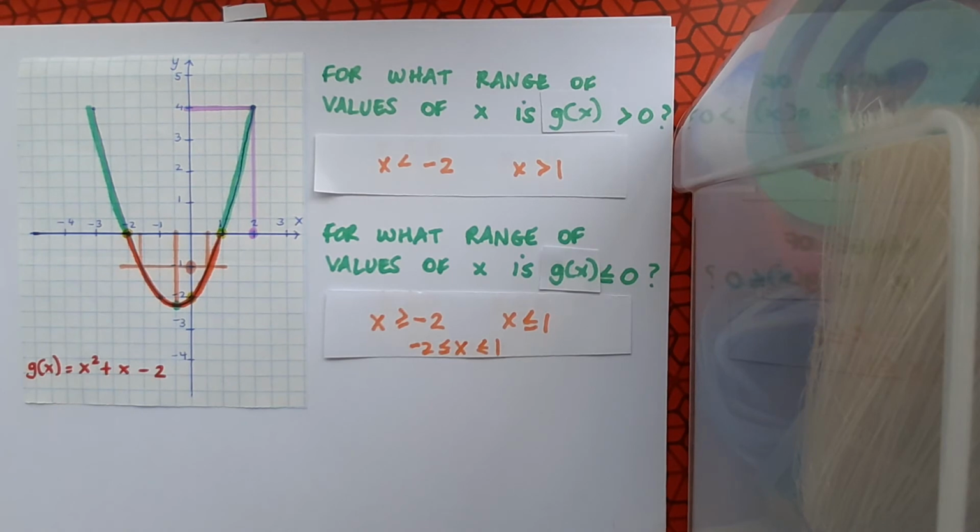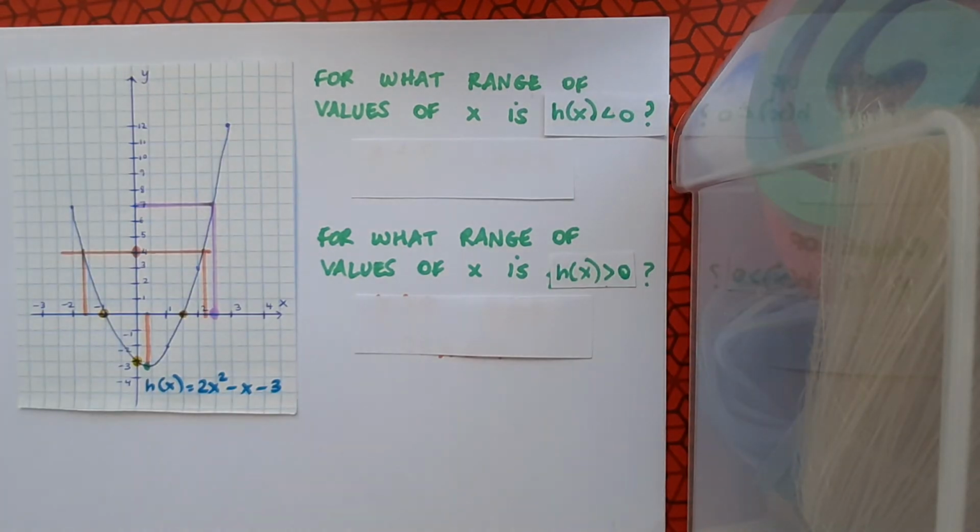Okay, so here we have h of x. Now I've changed the question slightly. So I want to know for what range of values of x is h of x less than 0? And then for what range of values of x is h of x greater than 0? So let's start with h of x being less than 0. What does this mean again? This means I'm looking below the x-axis, so less than 0, below the x-axis. So I'm going to highlight that part of my graph.